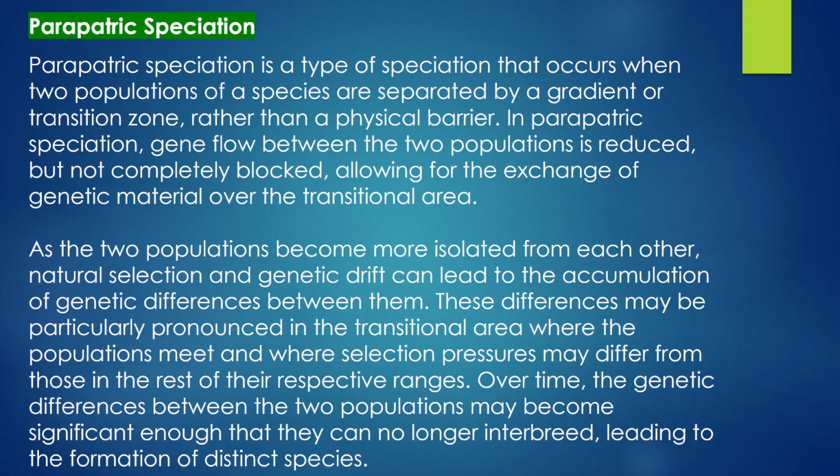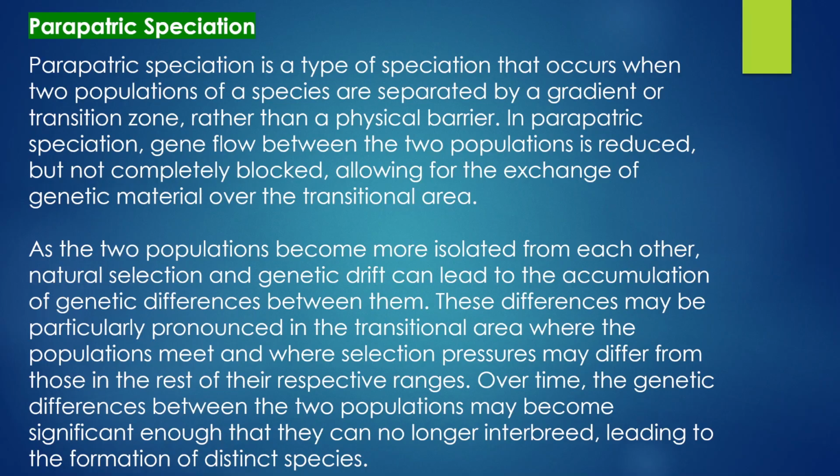separated by a gradient or transition zone, rather than a physical barrier. In parapatric speciation, gene flow between the two populations is reduced, but not completely blocked, allowing for the exchange of genetic material over the transitional area. As the two populations become more isolated from each other, natural selection and genetic drift can lead to the accumulation of genetic differences between them.